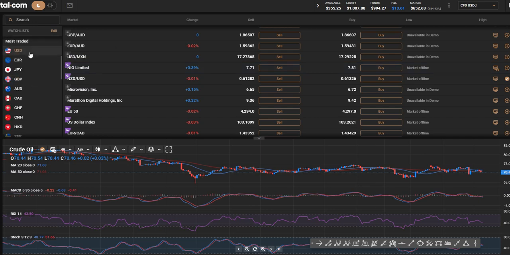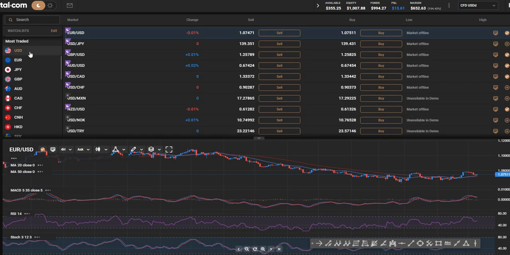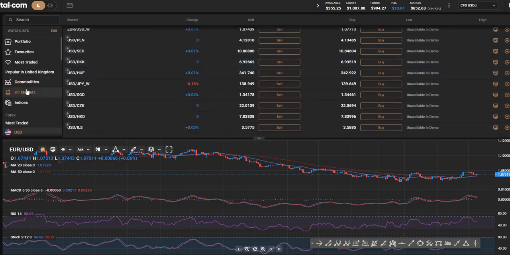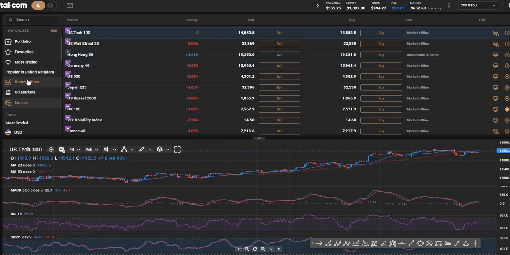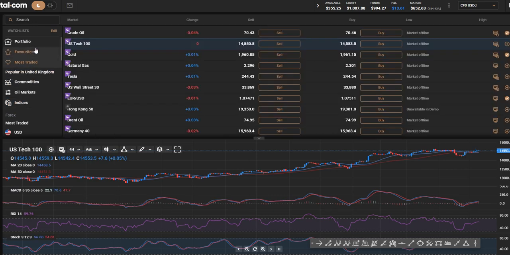It tells you commodities traded in USD and so on and so forth. The oil market, all these things can be traded as well. Okay, so I'm currently testing this one here.